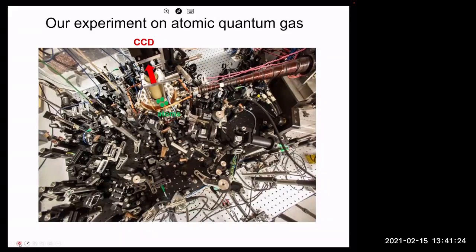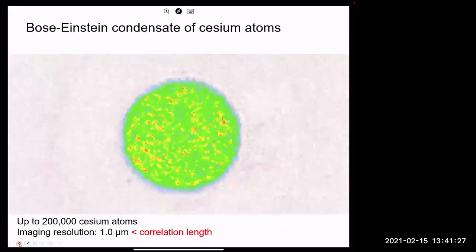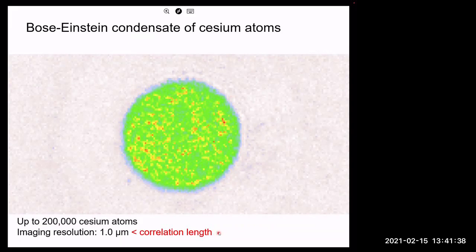And I have to say at this point, this is pretty much the foundation of our research for the past 10, 15 years. We were able to push the resolution to look at these atoms down to a length scale that's small compared to the correlation length of the quantum gas. So here you're looking at about 200,000 cesium atoms cooled down to the ground state in a circular box. We have resolution down to about 1 micron, and the correlation is something we can really see just from the fluctuation, from the inhomogeneity of the density distribution.